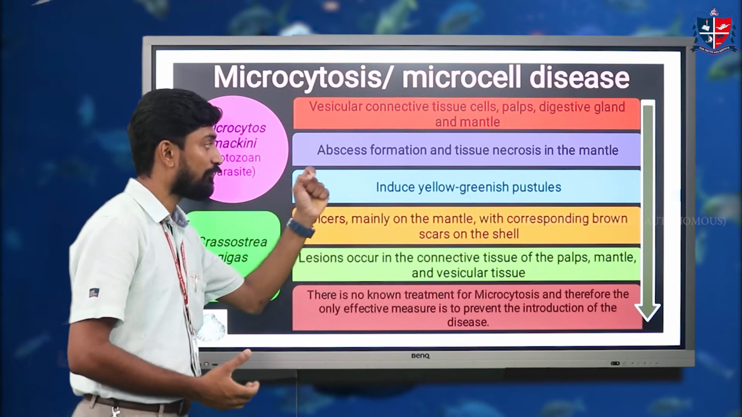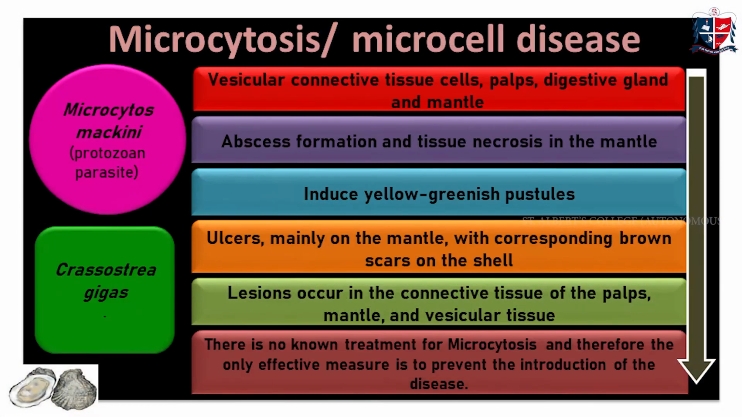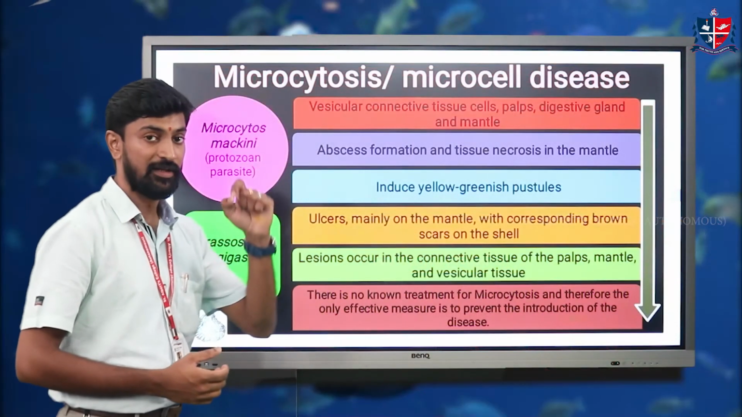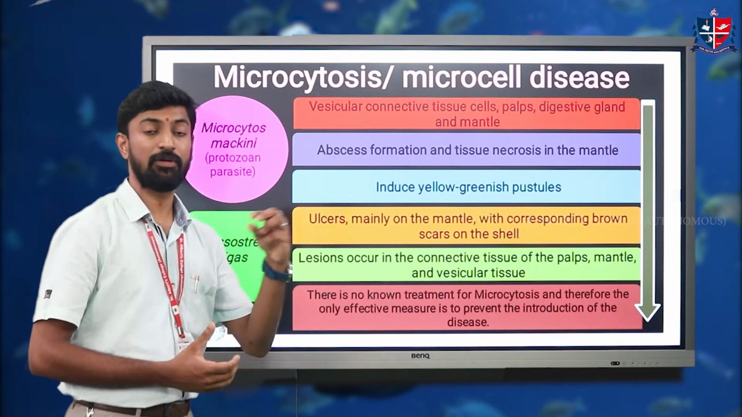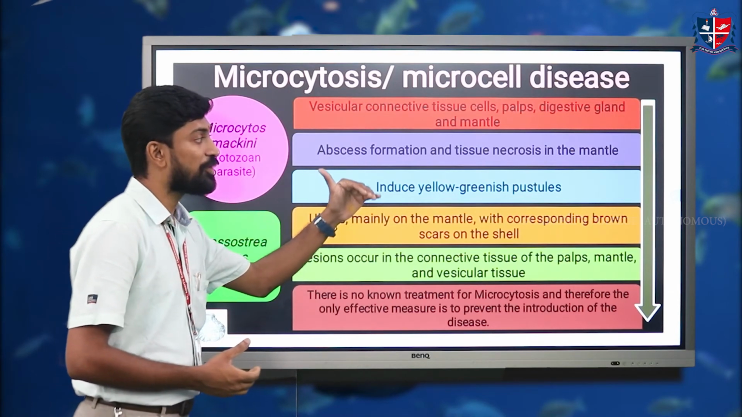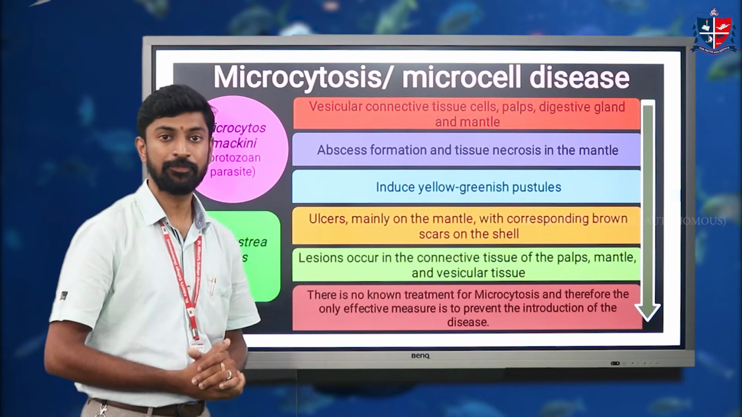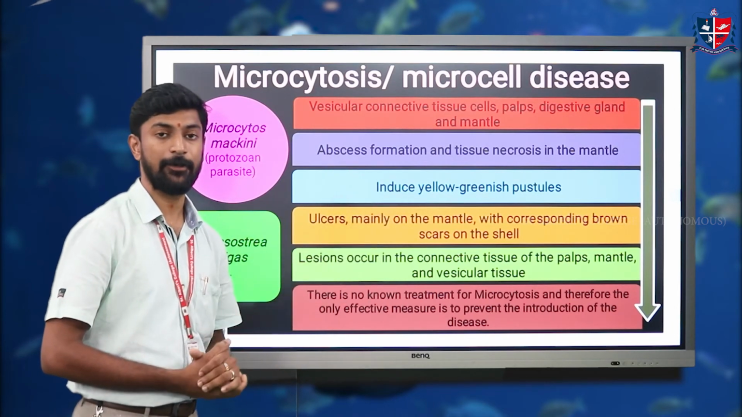Then abscess formation and tissue necrosis in the mantle. The abscess formation is due to the defense mechanism of the oyster. The protozoan-affected area will show a bulged appearance, or a hole-like structure we can see. The tissue necrosis in the mantle means dead tissues in the mantle area.